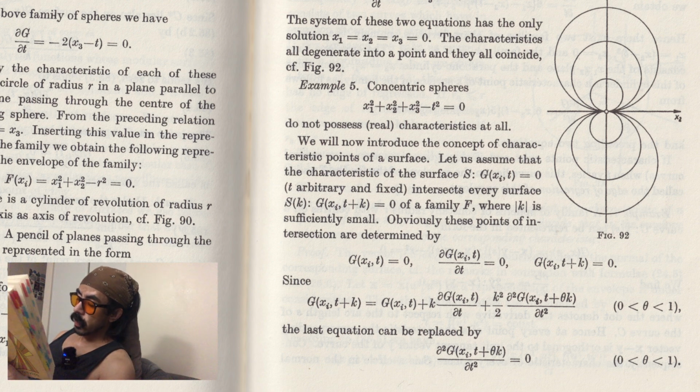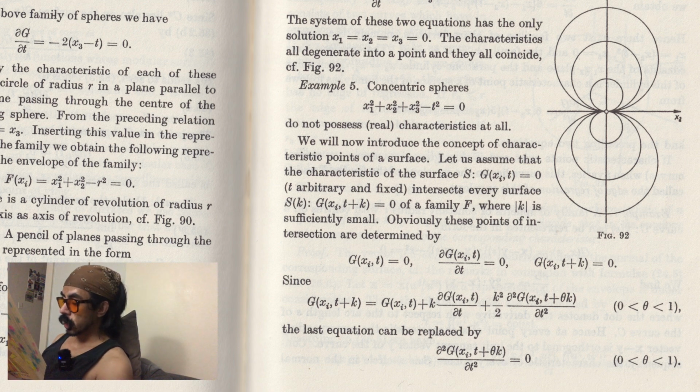Since g(ξ, t+k) = g(ξ, t) + k ∂g(ξ, t)/∂t + (k²/2) ∂²g(ξ, t+θk)/∂t², where θ is greater than 0 and less than 1. The last equation can be replaced by ∂²g(ξ, t+θk)/∂t² = 0, where again θ is greater than 0 and less than 1.